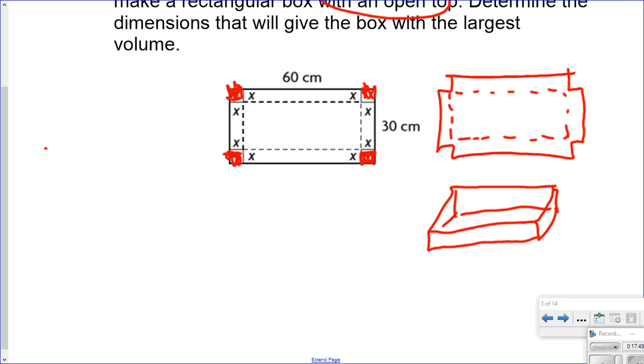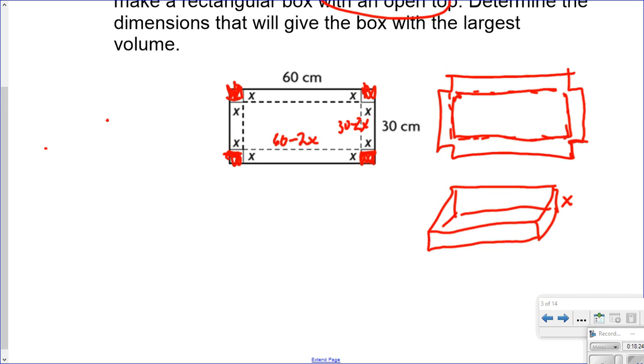And my dimensions now are x, right? Because the x is right in this area here. So the height of my box is x, and I've got some funny dimensions for my new width. These are the dimensions of my box right in here, the length and the width here. Now, that should be here. 60 is the whole thing, and I take an x out, and I take another x out. So I take 2x out. And this dimension here is 30 minus 2x.